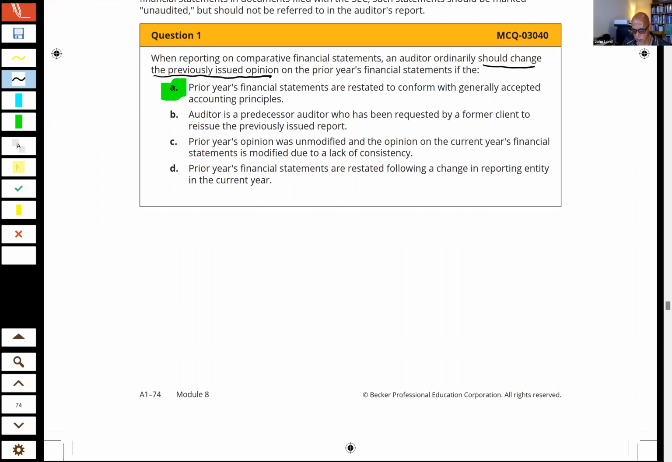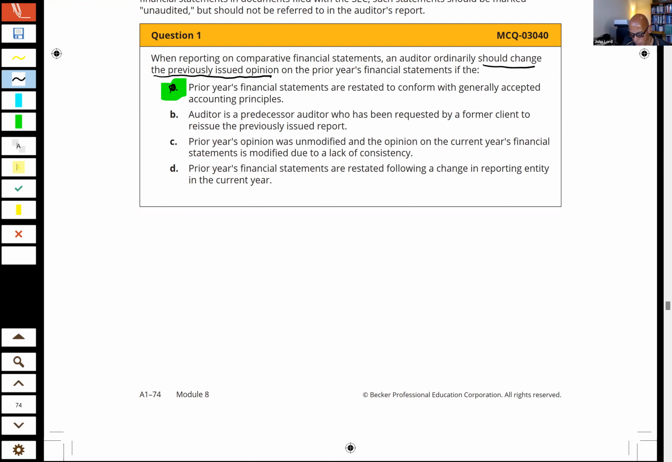And so you start to take a look, and the first choice says prior year financial statements are restated to conform with generally accepted accounting principles. Well, that is describing one of the two cases, which is what? I went from apparently qualified when they weren't in conformity to unqualified, unmodified, because they are in conformity. So A sounds like it would describe that situation. Now, I guess technically you could say that means I shouldn't read the rest of these, but remember, you should always read the other choices to make sure that you haven't missed something, right?